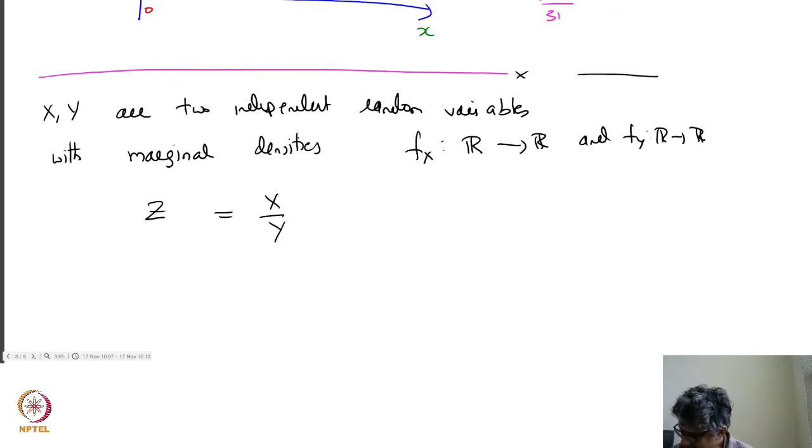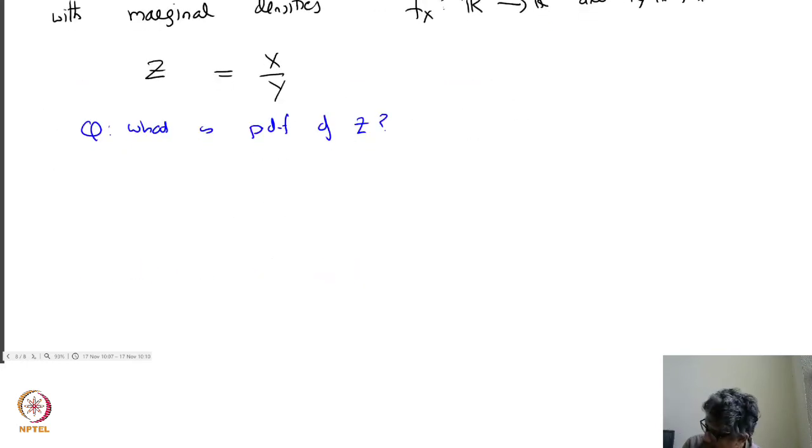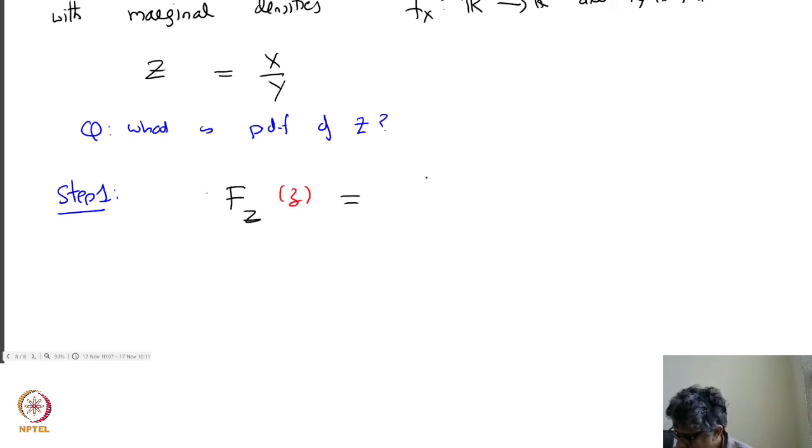So then I ask the same question: what is the density of z? What is the PDF of z? So how do I get that? Again, I do the same thing. So let's try this. So here I do step 1. I get it before. I go and find the distribution function of z. So I go again. I do f sub z at the point z is equal to the probability of z less than or equal to z.